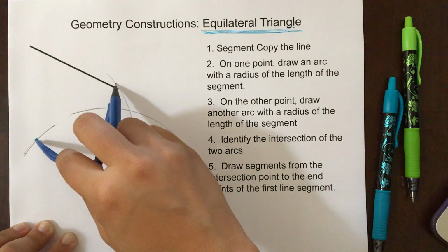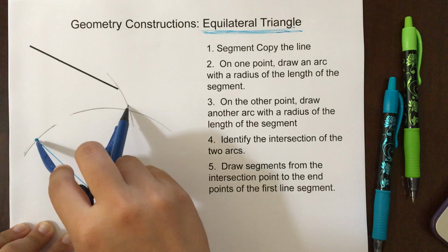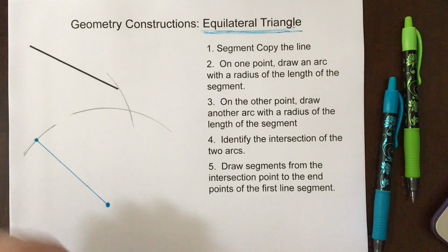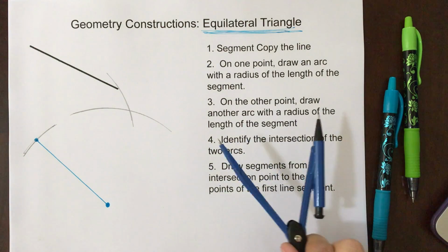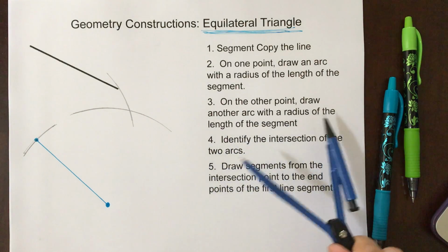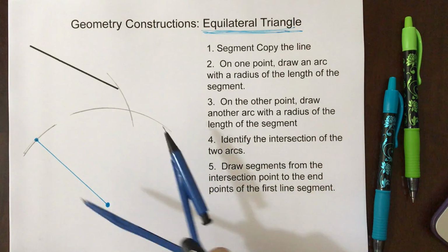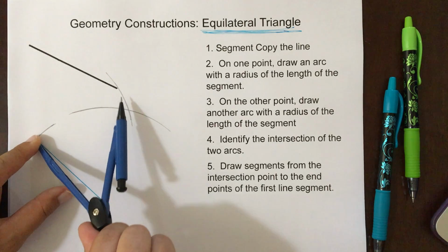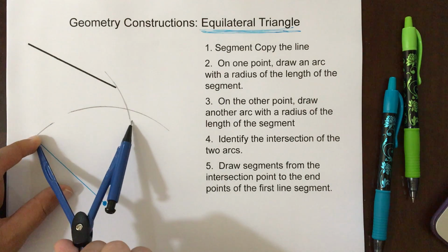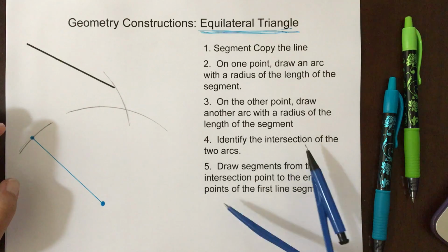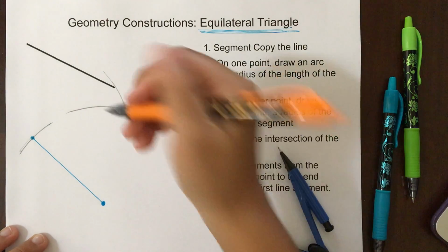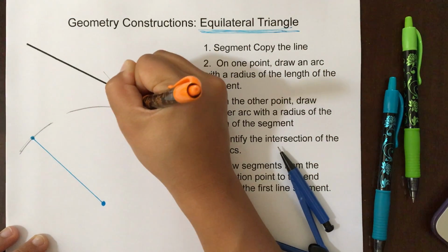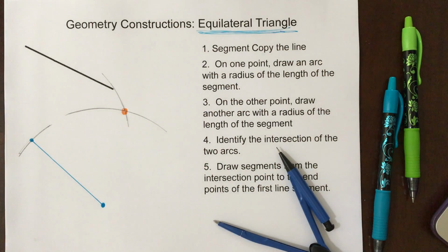If this looks familiar, this should look like our constructing a triangle video, but now we just have an equilateral triangle. Okay, on the other point, draw another arc with a radius of the length of the segment. So this is step number 3. I drew on the other point an arc with a radius of the line segment. Identify the intersection of the two arcs. That is my intersection point of my two arcs.